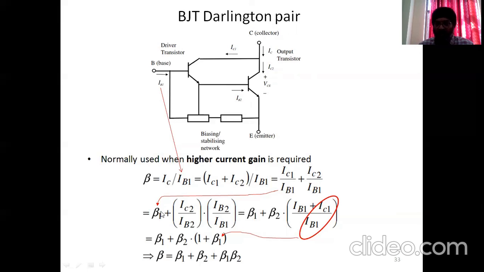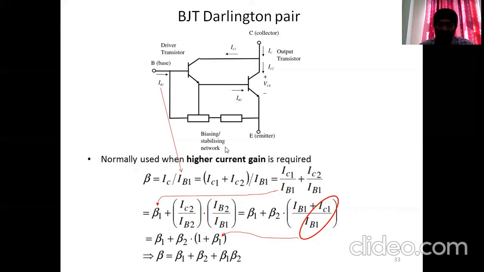IC1 by IB1 can be called beta 1, meaning the current gain for transistor 1. And for transistor 2, we can multiply and divide by IB2. IC2 by IB2 is beta 2. So beta 2 is the current gain for transistor 2. Then simplifying it further, we get beta 1 plus beta 2 multiplied by 1 plus beta 1.